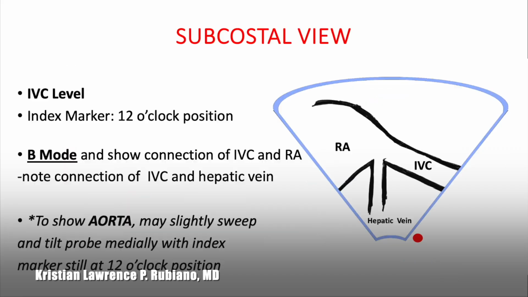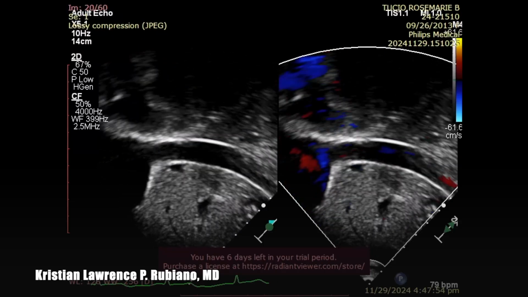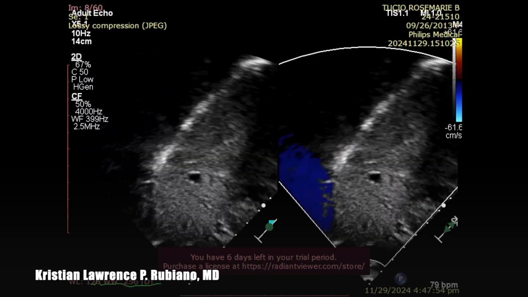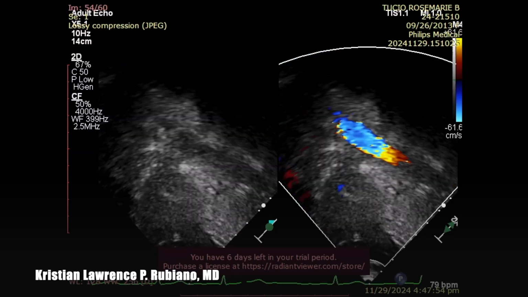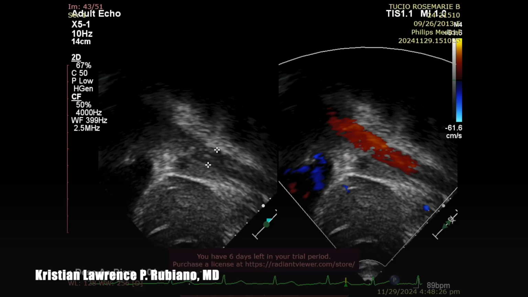From the 3 o'clock position, we turn the probe marker to the 12 o'clock position to visualize the great vessels in longitudinal or parallel view. In this view, we can see the connection of the IVC to the right atrium. Also note the connection of the hepatic vein and the inferior vena cava as it enters the right atrium. To show the aorta, we may slightly sweep or tilt the probe medially with the index marker still at the 12 o'clock position.